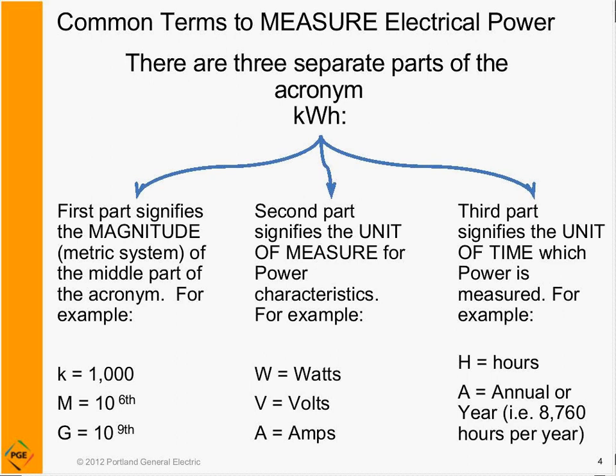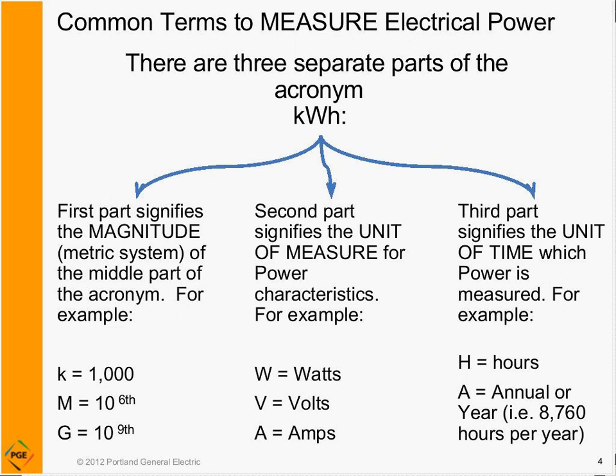But it could be kV, it could be kA. So again, the middle part doesn't always have to be W. If you're talking about the power service to a large industrial plant, it might be 12 kV, 12.5 kV, 12,500 volts. So the middle part can be a lot of different terms.